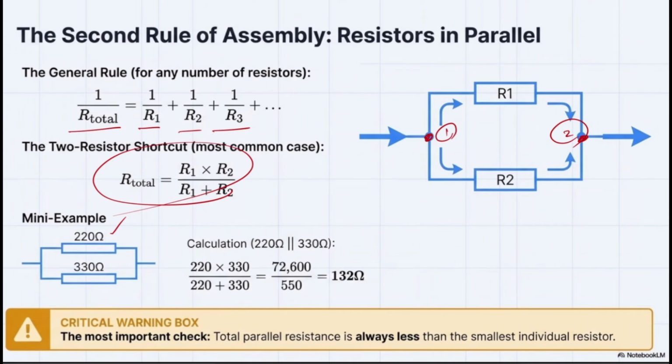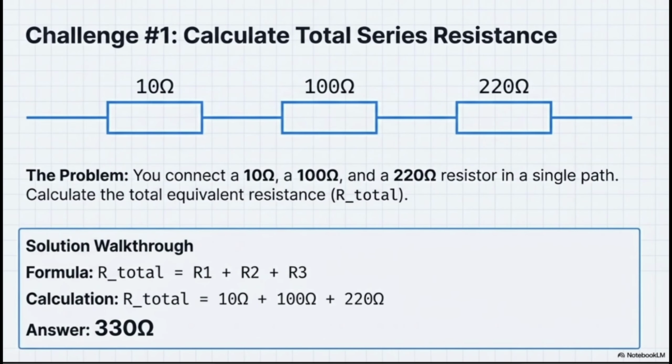What would happen if I have 220 and 330? Multiply, divided by adding up, you have 132 itself. So the most important check: total parallel resistance is always, guys, going to be less than the smallest individual resistance. It means that 132 is going to be right. Why? Because it's less than 220 and less than 330.